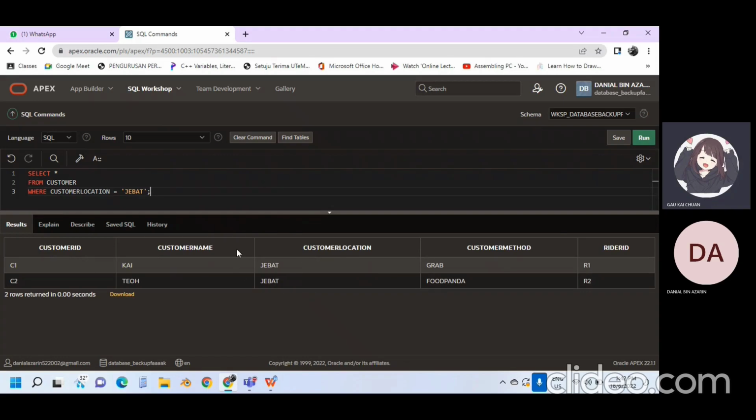The first customer is Kai, and the second customer is Teo. For Kai, the customer method is by using Grab, and for Teo it is by using Foodpanda. And the rider IDs are R1 and R2.